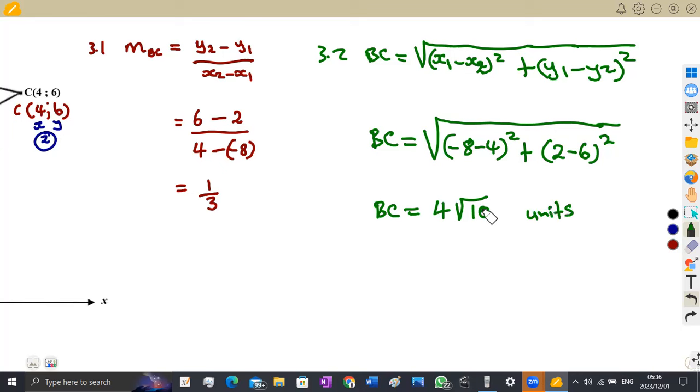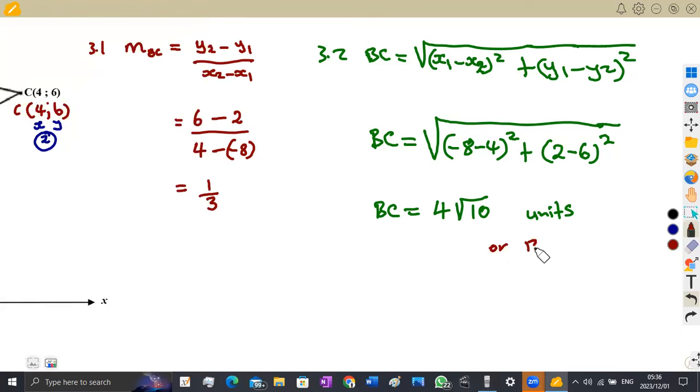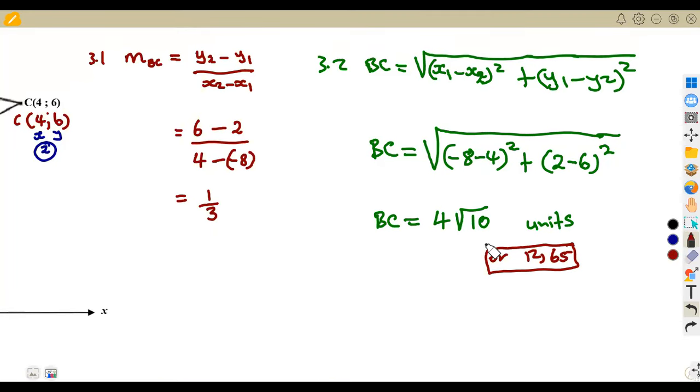The length you can just write measured in units. We do not know the units exactly, not meters, not centimeters, just write units. If you want to write it as a decimal, you can change this, depending on the question. Sometimes they ask you to round off to 2 or 3 decimal places. Say you want to round off to 2 decimal places: press shift, go to mode, fix is on 6 here, you press 2. This is going to give us 12.65 to 2 decimal places, depending on the instruction that you're given.